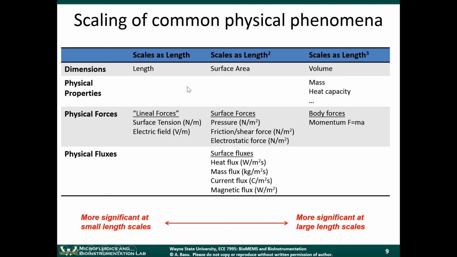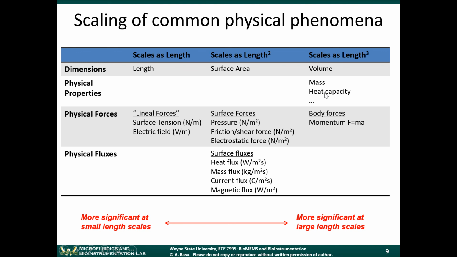So these are things that scale as the length. This scales as length squared, length cubed. We've talked about dimensions. We have length here. Surface area scales as length squared. Volume scales as length cubed. A few examples of physical properties that scale as length cubed: mass. The mass of an object is its density times its volume, so that's something that will scale as length cubed.